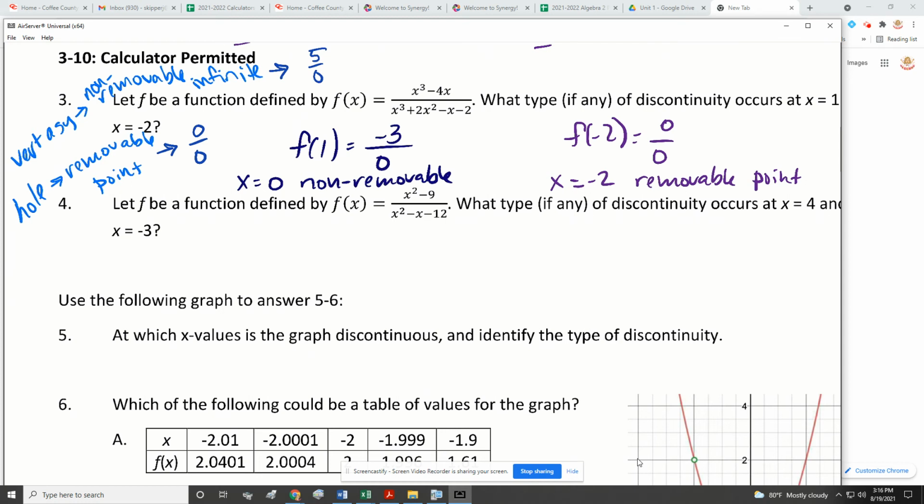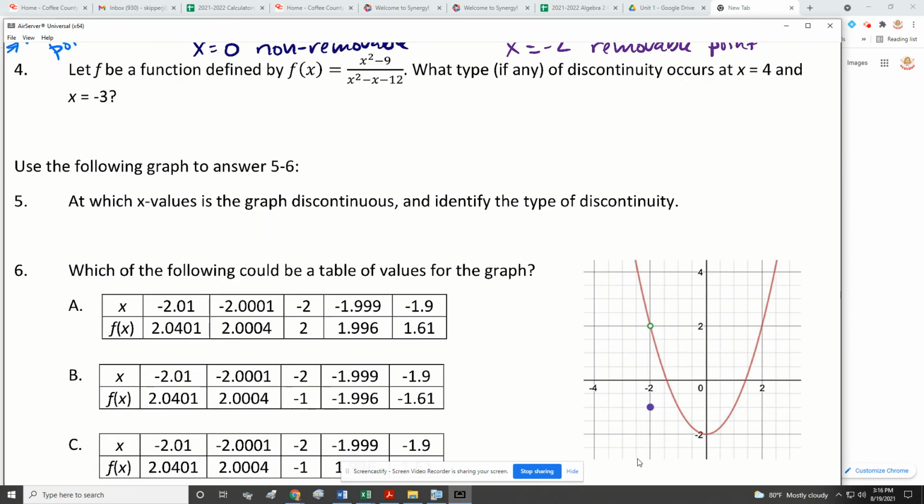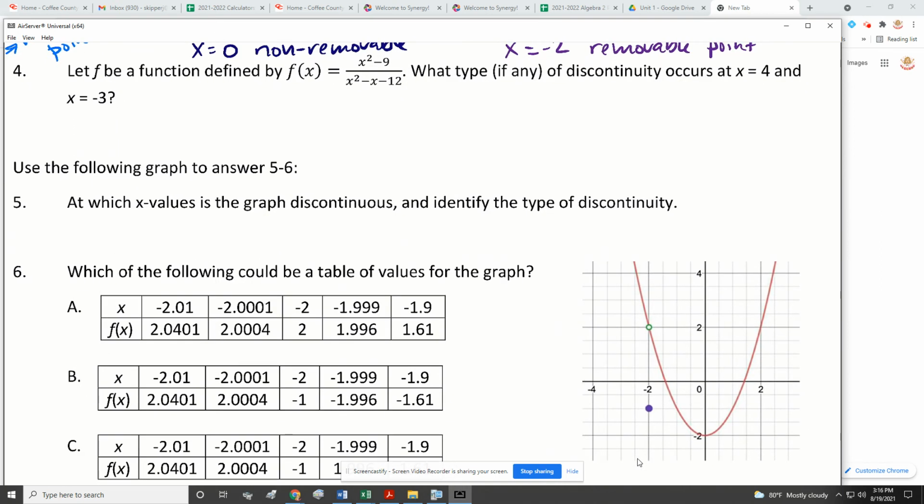All right, so we'll do the same thing for number 4. This time we're checking out when x is 4 and when x is -3. So for x equals 4, we would plug it into the numerator, and we're going to get 7. We plug it into the denominator, we're going to get 0. That's the vertical asymptote, or non-removable infinite discontinuity.